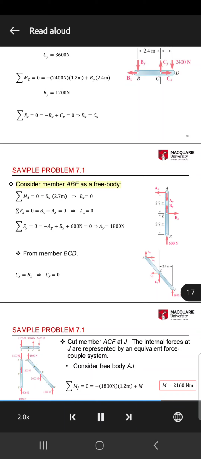Sample problem 7.1. Consider member ABE as a free body. Sum of F sub X equals 0 equals B sub X minus A sub X equals 0, from member BCD.